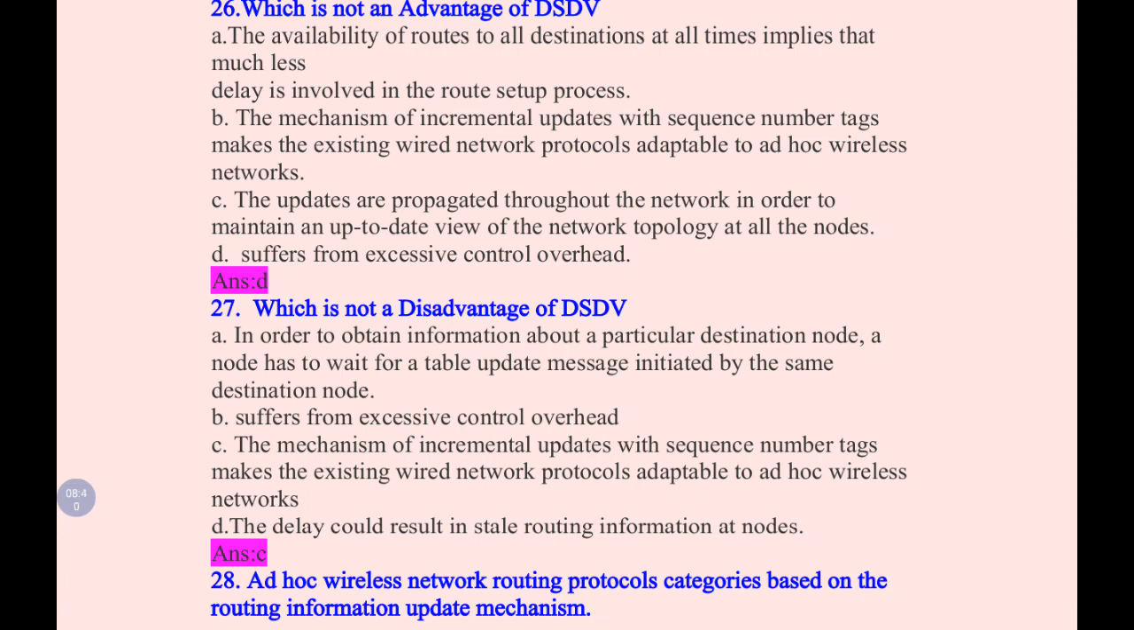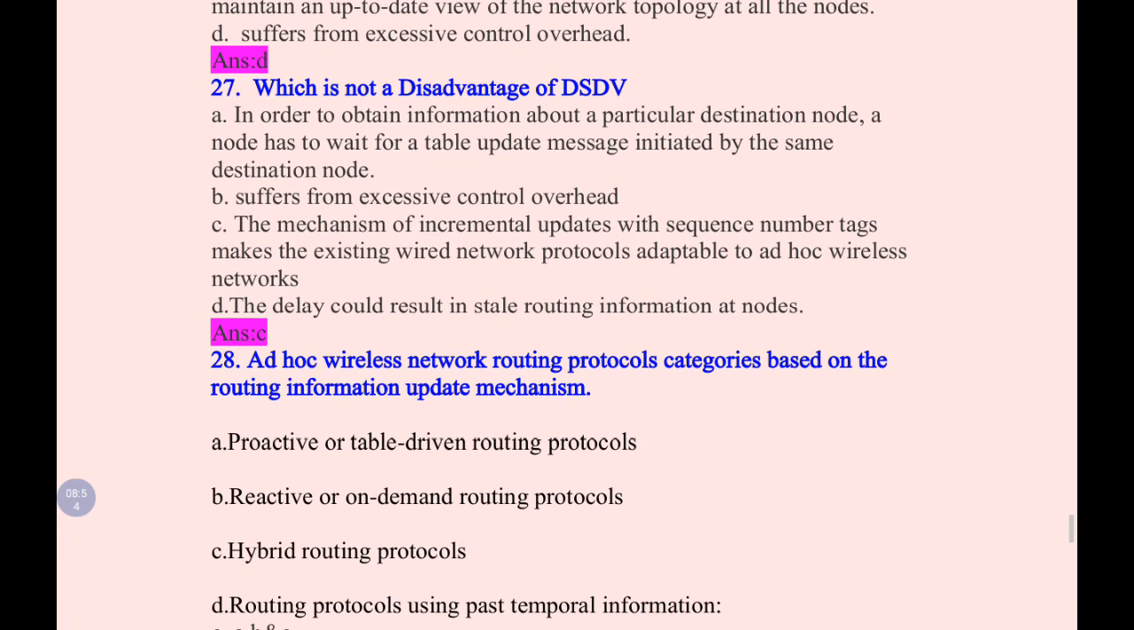What it tells is, because of the incremental update mechanism, this protocol is adaptable to ad hoc wireless networks. So that is the advantage of this DSDV. That is not a disadvantage. So that is the answer for this question.